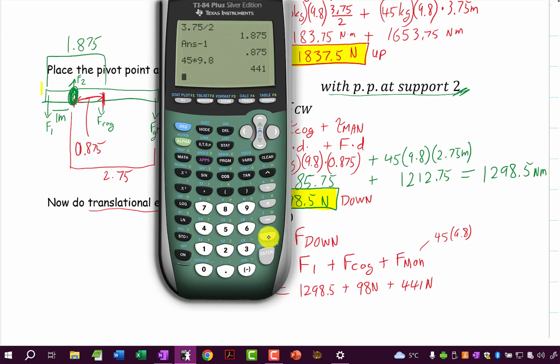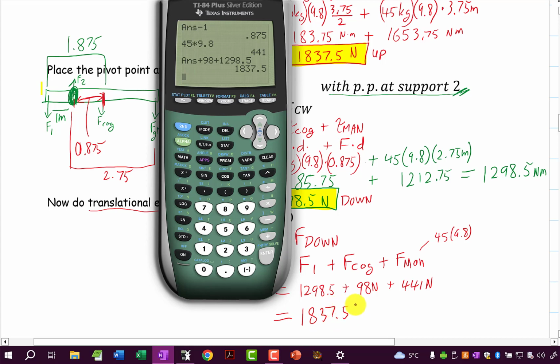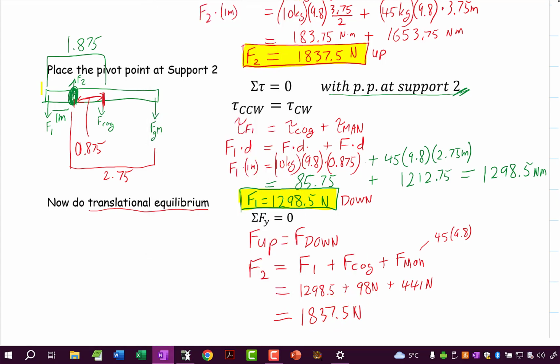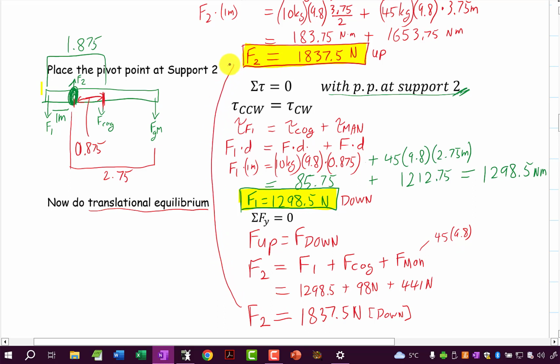So 441 plus 98 plus 1298.5, and I get an amazing number here, 1837.5 newtons. And that's the total force up, so that has to be the total force down. And boy, oh boy, right down to the penny. Exact.